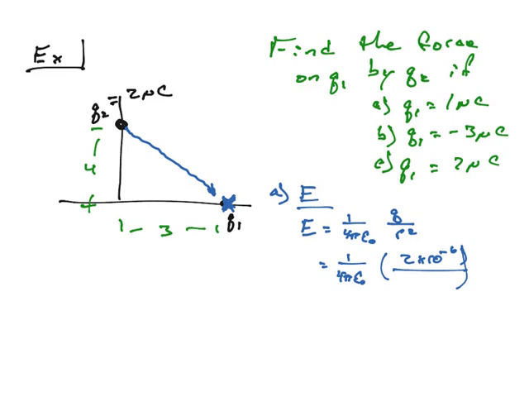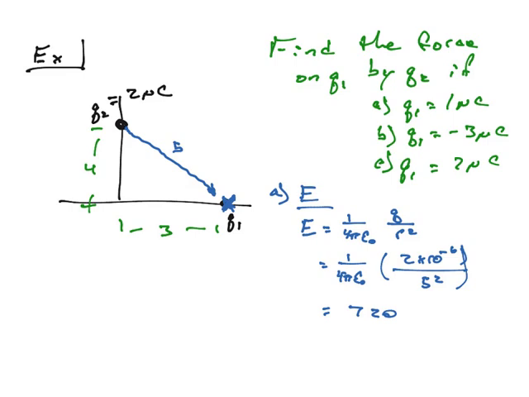Well, what is this distance? I need this hypotenuse. If the x side is 3 and the y side is 4, I happen to know by the Pythagorean theorem that the hypotenuse is 5. So this is going to be 5 squared. Plugging in my numbers, 1 over 4 pi epsilon naught is just 9 times 10 to the 9, times 2 times 10 to the minus 6, divided by 25, and I get an electric field of 720. So that's the electric field.